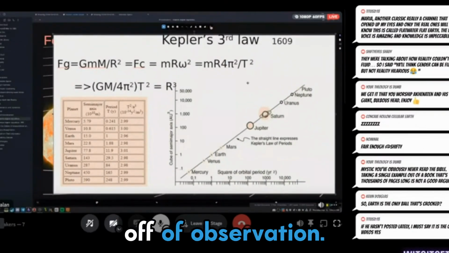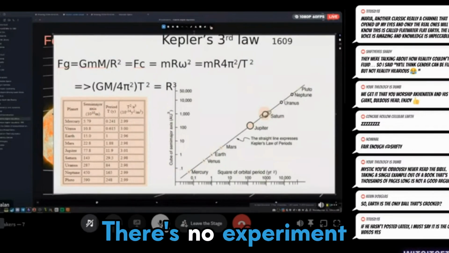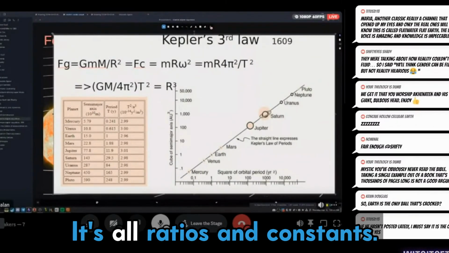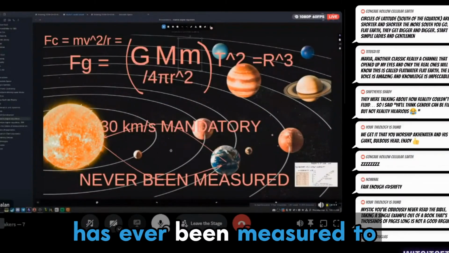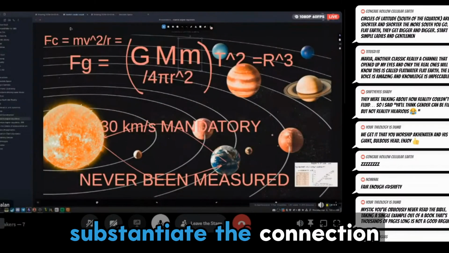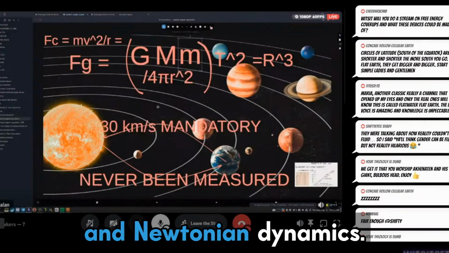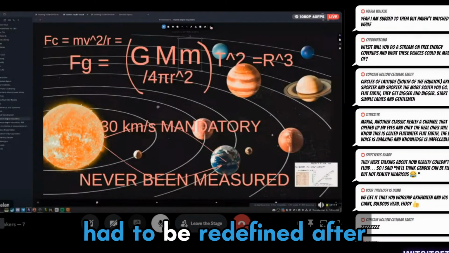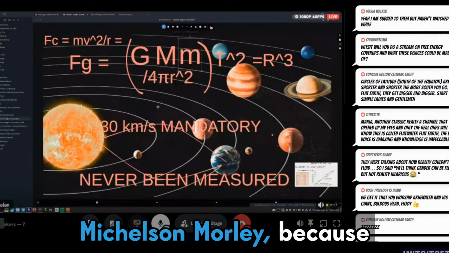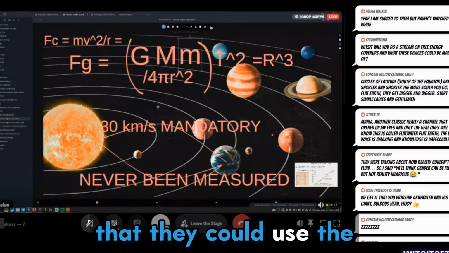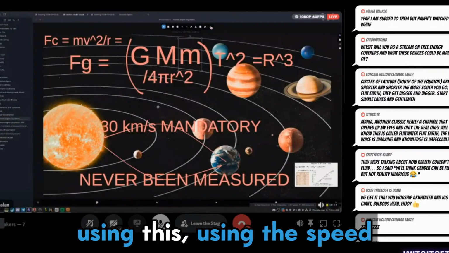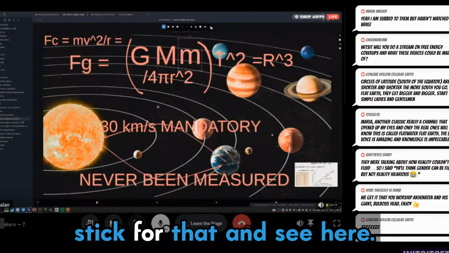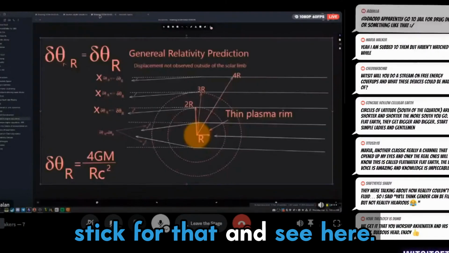It's purely based off of observation. There's no experiment or anything like that. It's all ratios and constants. No 30-kilometer-per-second velocity has ever been measured to substantiate the connection between Kepler's laws and Newtonian dynamics. This is why all the physics had to be redefined after Michelson-Morley, because it had been well established that they could use the concept of absolute space to measure velocity, using the speed of light as the measuring stick for that.